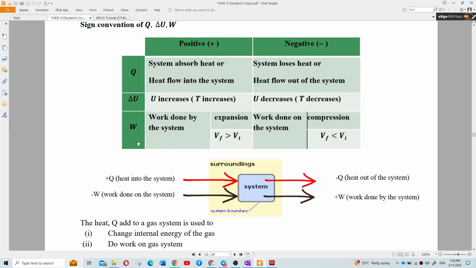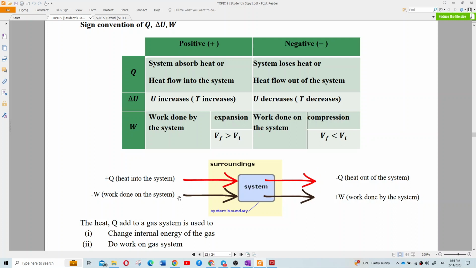Okay. This work done. So just now we talked about heat. Actually, work done also can disturb the internal energy of gas. Work done by the system means when you compress the air inside, if let's say this is the room, if you are able to compress the room from bigger volume to smaller volume, it will also change the internal energy of gas.